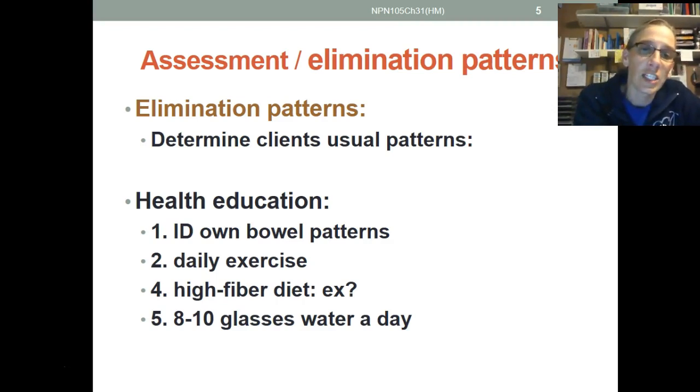Okay, with health education, we're going to have the patient identify their own bowel patterns. Ask them about daily exercise because that helps the stool to move through the system. High fiber diet. Do they eat a high fiber diet? Things like pears, apples with the skin, nuts, beans, bran, oatmeal, whole wheat, lentils, rice, raw carrots. All those things are very high in fiber and will help prevent constipation. And we need to encourage that they have 8 to 10 glasses of water a day.